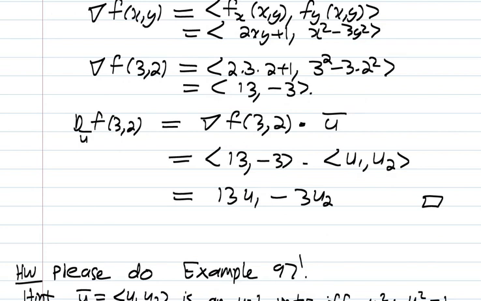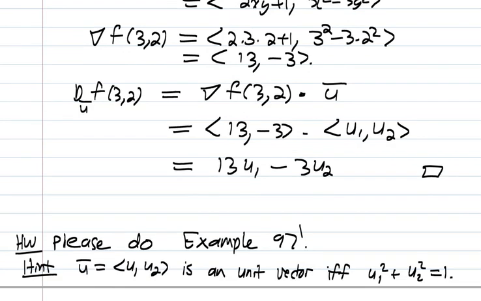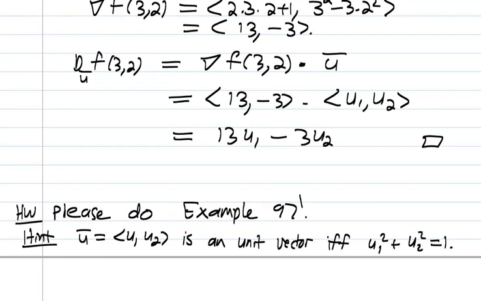All right, I'm not going to do example 97. I'm going to leave it for you to do. As a little hint, remember a vector u is a unit vector if and only if the first component squared plus the second component squared is equal to 1. So give it a go.